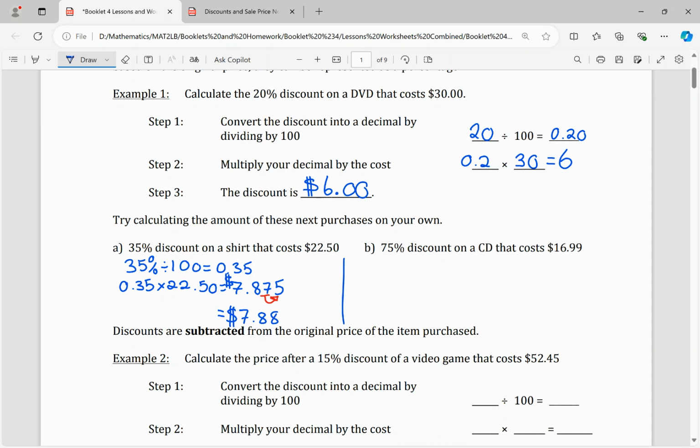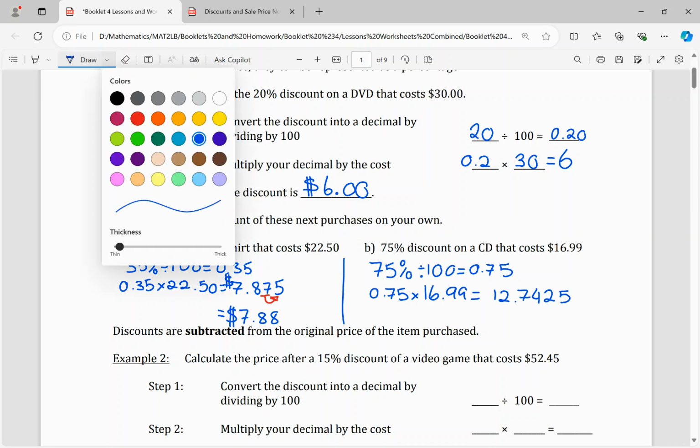Finally, we have a very large discount on a CD. We're saving 75%. Now, 75% as a decimal is 0.75. Again, we get that by dividing by 100. And we take that 0.75, multiply it by the price of the CD, $16.99, and we get the amount that we're saving, which is 12.7425.